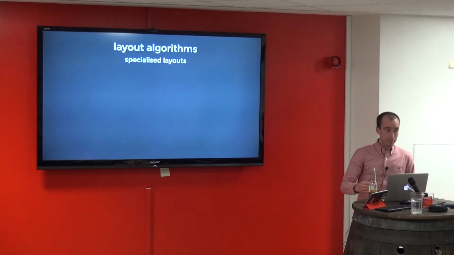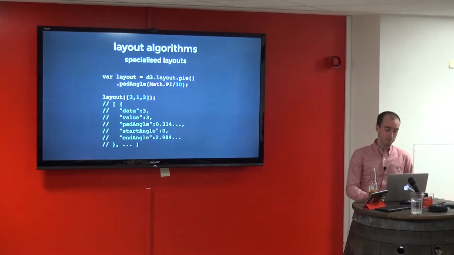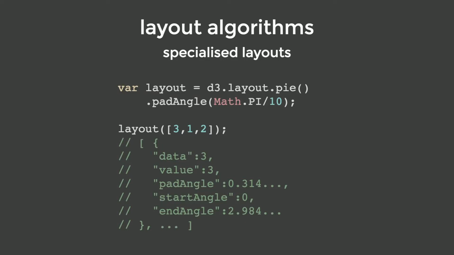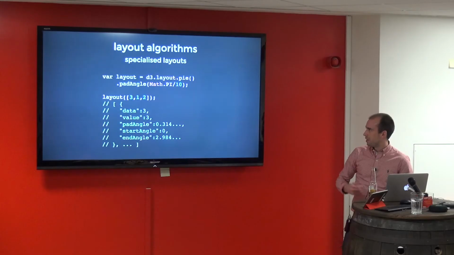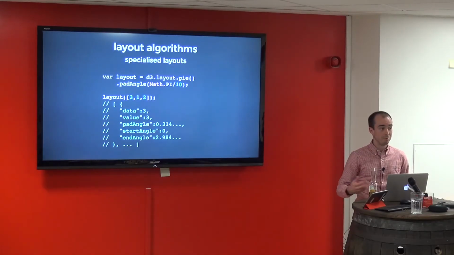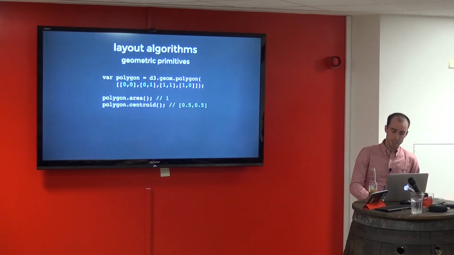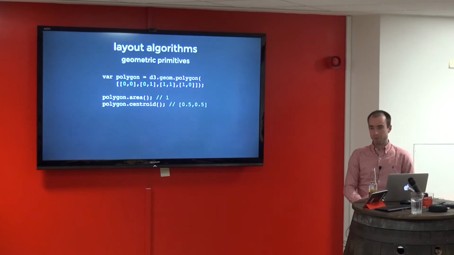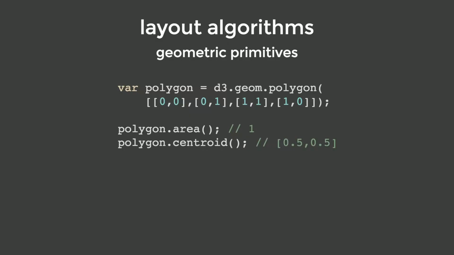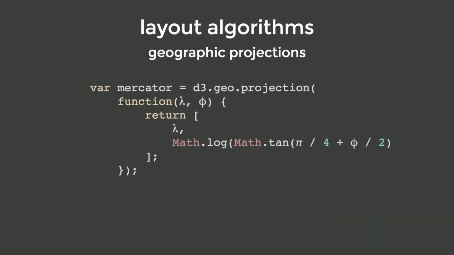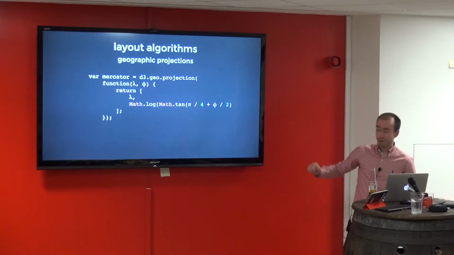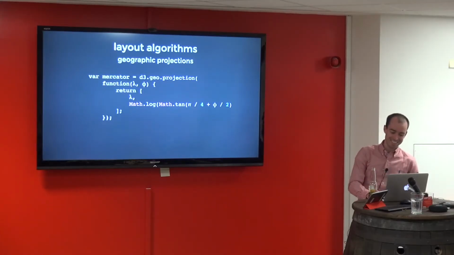As well as simple things like scales, you've got specialised layouts, like a sunburst type affair or a pie chart. This is the most simple: you give it data and out pops the stuff you would need in order to render a pie chart. You've also got geometric primitives. This is an area I know not very much about, so it looks like this. Won't say much more. You've also got geographic projections. I know less about geographic projections, but isn't it cool that you can use lambda and other Greek characters in there?